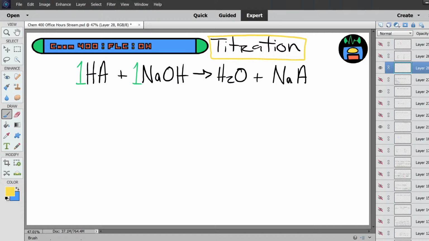So let's go ahead and do some algebra. So first off, we need to find our volume of sodium hydroxide.